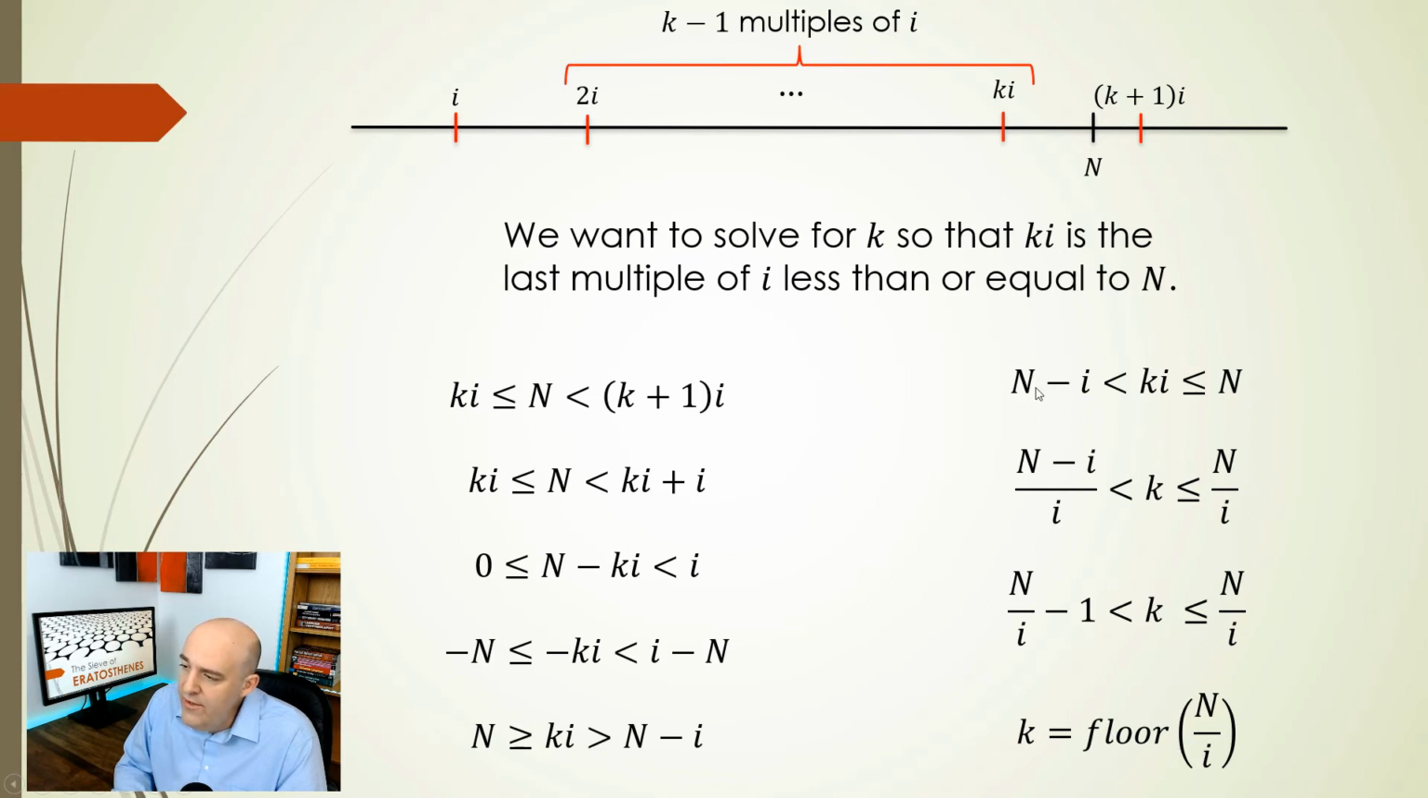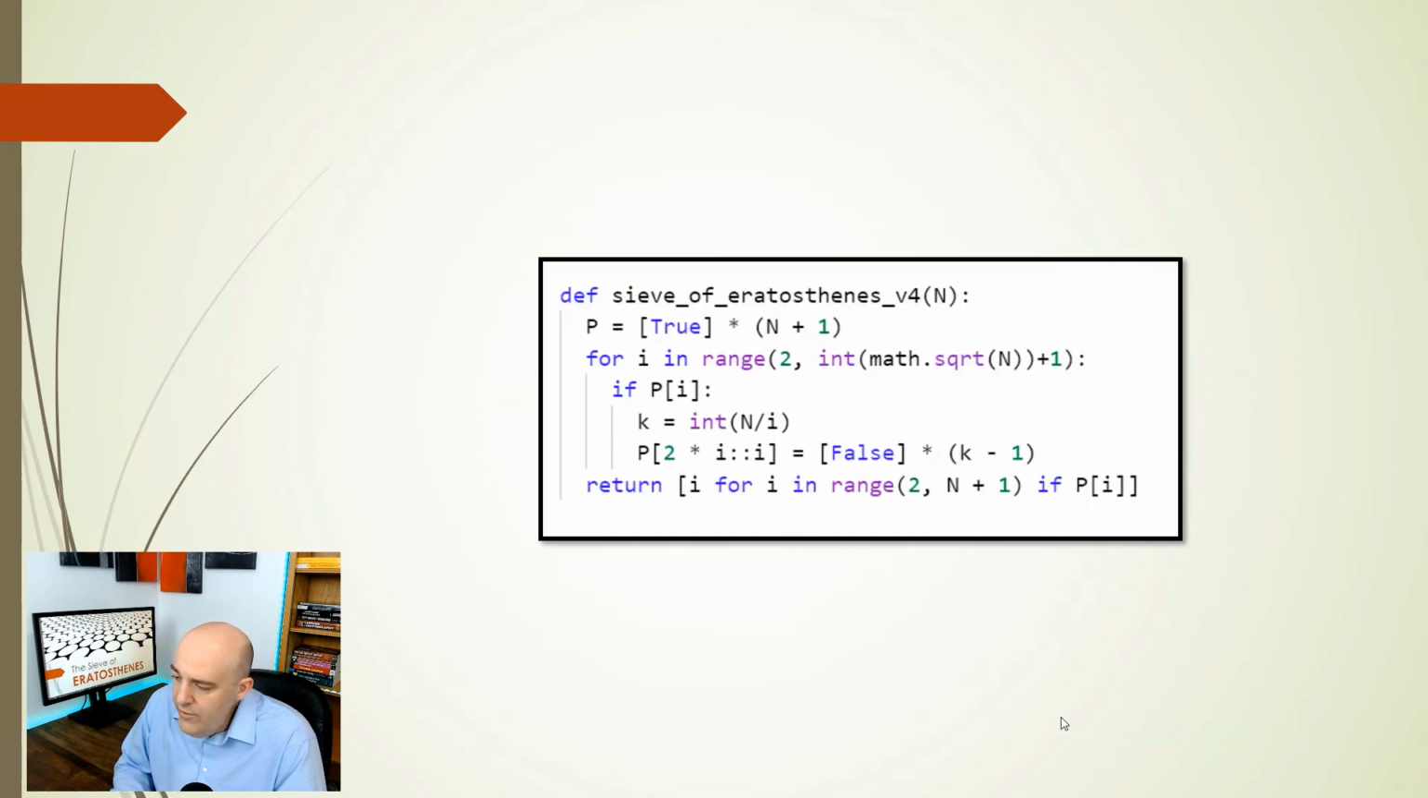And also notice these are the multiples we're removing, right? How many are there? There's k minus 1 of them, right? This is 1, 2, up to k. We're not removing this one, so that means there's k minus 1 multiples where k is equal to the floor of n over i. So why am I talking about this? Here, we're going to avoid that while loop. Whenever we find a prime, we'll take k to be the floor of n over i. That's what we just proceeded to calculate there.